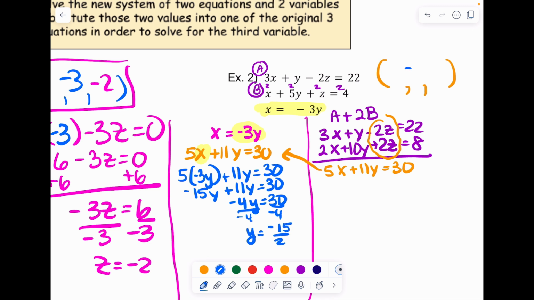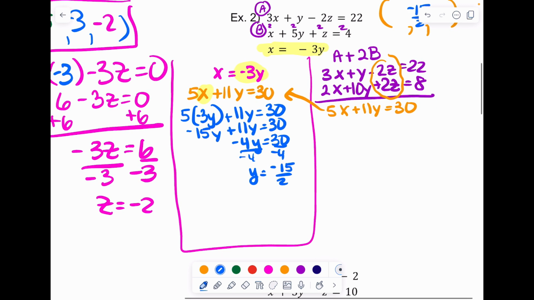Now, I know that that's not the prettiest number in the world, but it's still okay. We're still not leaving here because we still need to find x. So we go up to x is equal to negative 3 times y, and we put our y in.